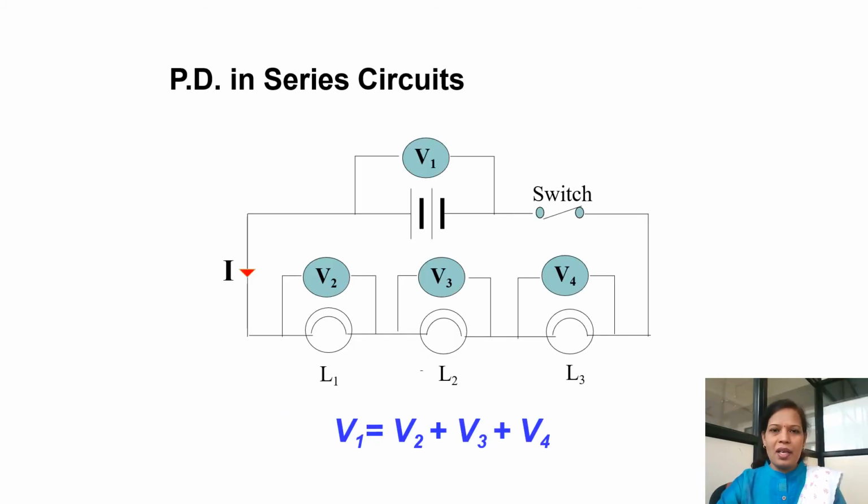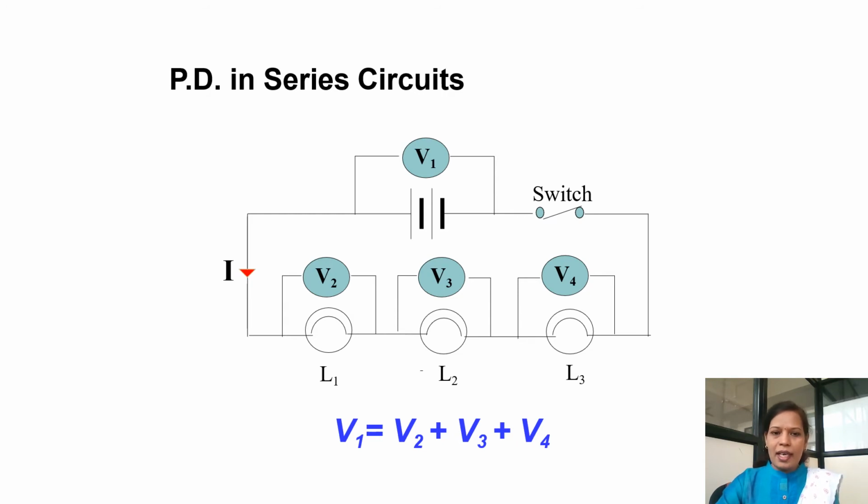In the previous lecture, we have seen how to find resistances in series and parallel circuits as well as how to find current in series and parallel circuits. In this lecture, we will see how to find the potential difference in series and parallel circuits. In the given circuit diagram, three components L1, L2 and L3 are connected in series with a battery. When the switch is closed and the circuit is energized by the DC source, whatever current is generated by the DC source, that current will flow through the circuit. Therefore, the current remains the same in the circuit.